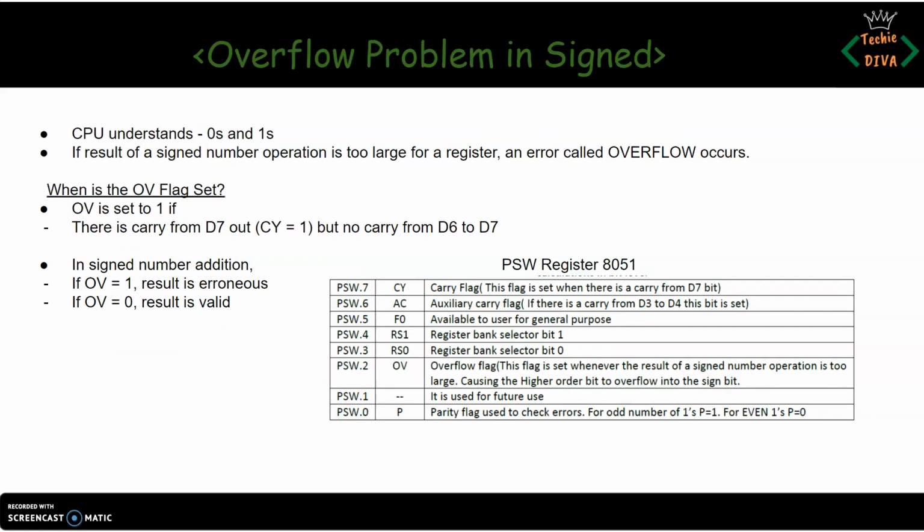Overflow problem in signed bits. So we know the CPU works on the binary system, that is, it understands only zeros and ones. And if the result of an operation such as addition, subtraction, or multiplication is too large, an error called overflow occurs. So let us see when the overflow flag is set.